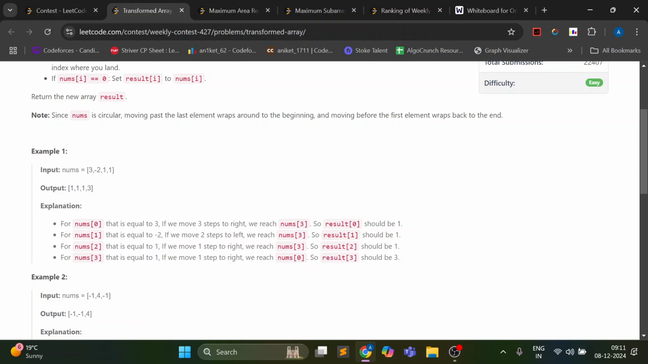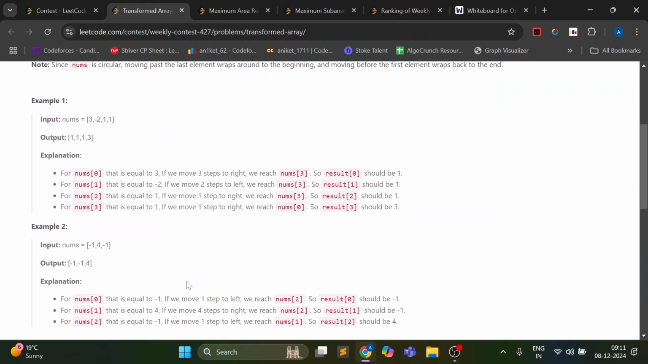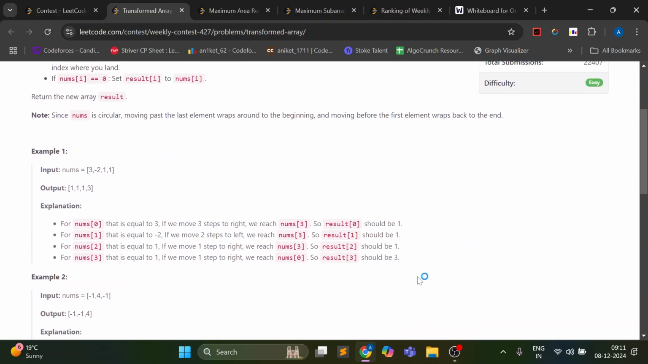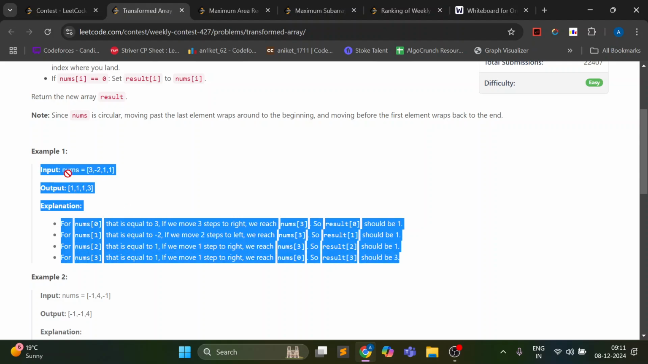For nums[2], again 1 step to the right, so the answer is 1. And for nums[3], we have to move 1 to its right. So from index 3, if we move right, we go to 0, and the result at index 3 is 3. I hope you have understood the question now.